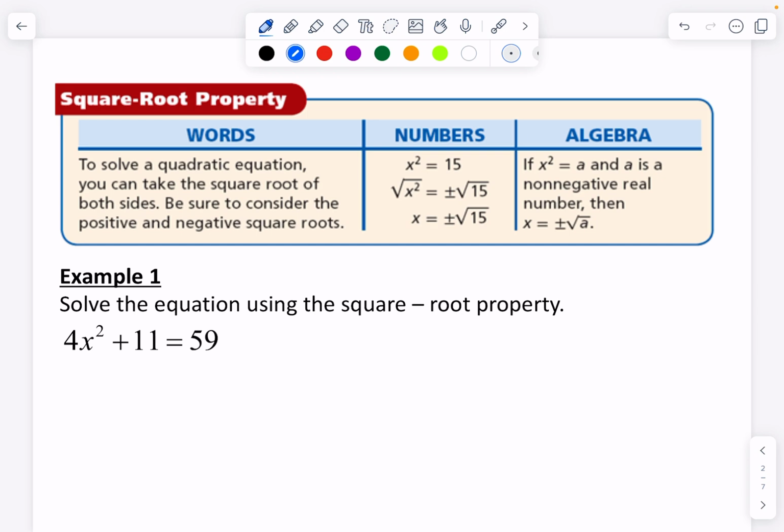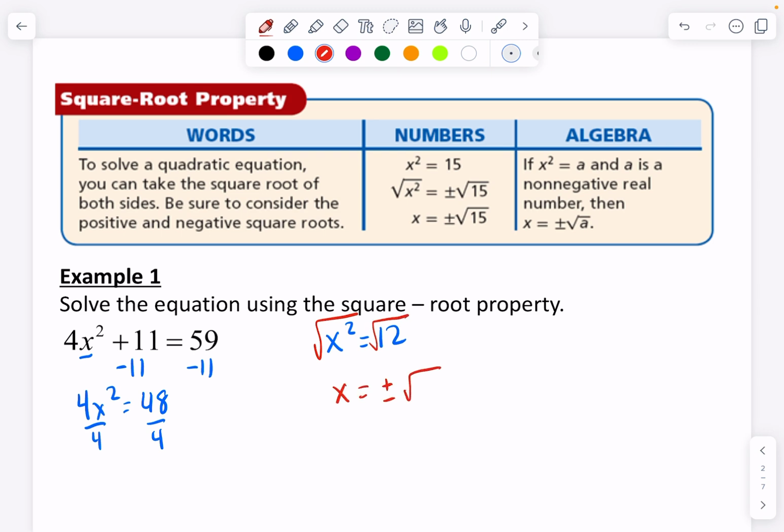Since the x squared is just kind of alone, there's nothing inside the x squared, we just leave it as is, and we isolate it just like it was an x. So I subtract 11 from both sides. And I get 4x squared is equal to 48. And then I divide by 4. So again, isolate that x squared. So I get x squared equals 12. And then we square root both sides, and I get x equals plus or minus root 12.